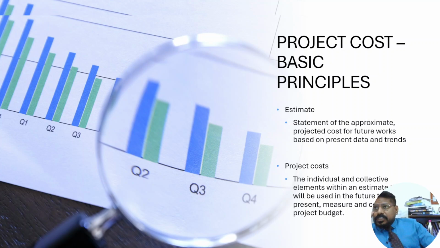Okay, project cost estimates basic principles. An estimate is an approximation, a statement of the approximate projected cost for future works based on the present data and trends. You need to come to an estimation based on the existing tools and techniques. That is what estimation means. Project cost is the individual and collective elements within an estimate that will be used in the future to present, measure, and control a project budget. Quite fair.